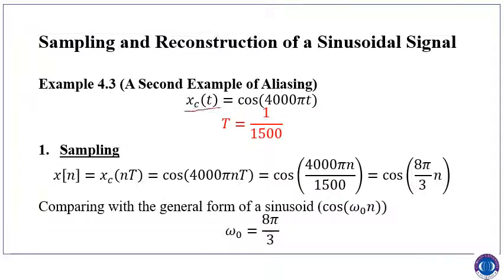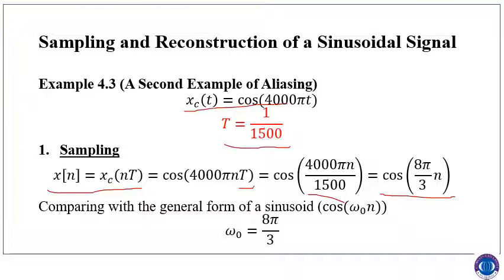So here's our continuous time signal. This is our sampling time, and this is the relationship between the discrete and continuous signal. So how can we sample it? We have to replace capital T with small nT, which is a multiple of the sampling time. So if we replace it, we will get cos 4000 pi nT. Now capital T is 1 by 1500, so replace it. We will get cos 8 pi n by 3, which is the same sinusoidal signal as we had in the previous case.